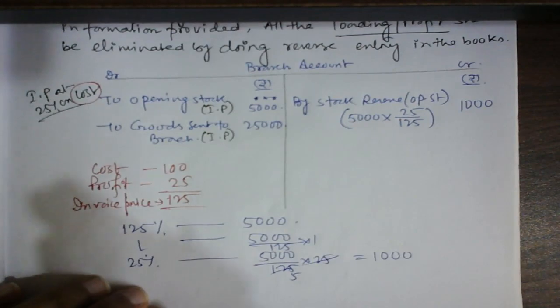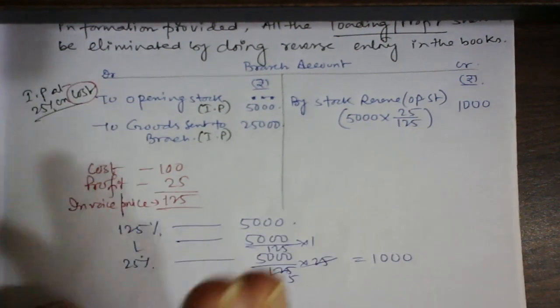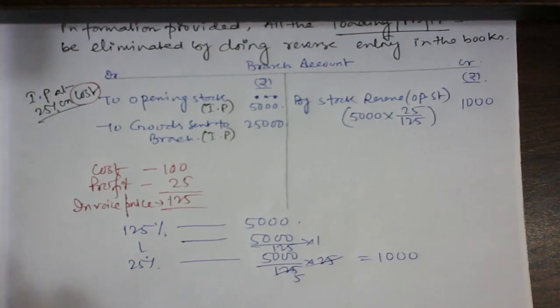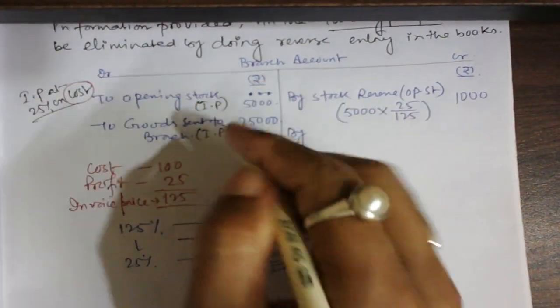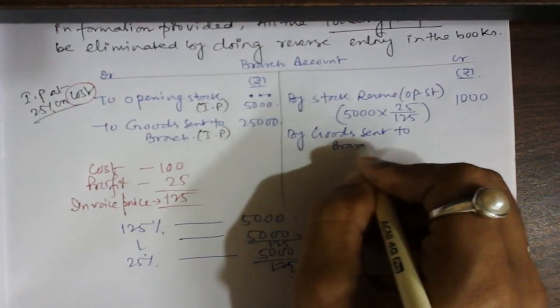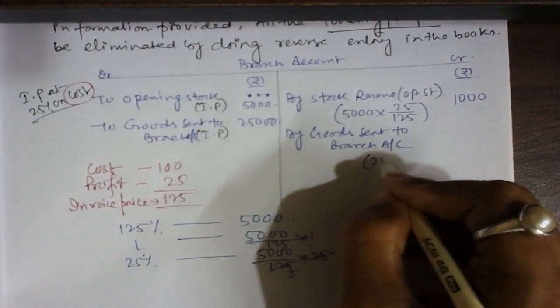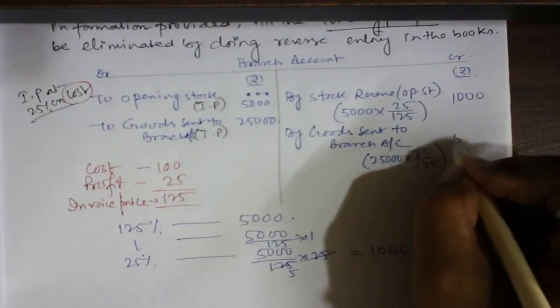When I make a reverse entry on the invoice price, it becomes a reflection of the cost price, and this entry is called unloading of the stock reserve. I am repeating, guys, unloading of the stock reserve. The same approach we follow in case of goods sent to branch. The name of the account will be the same, there is no difference at all. By goods sent to branch account, 25,000 into 25 by 125 is the same 5,000. That is done.